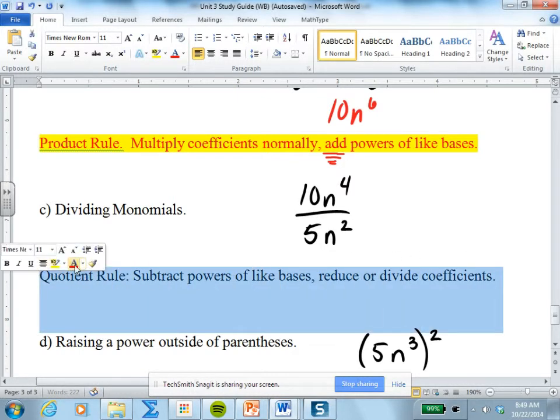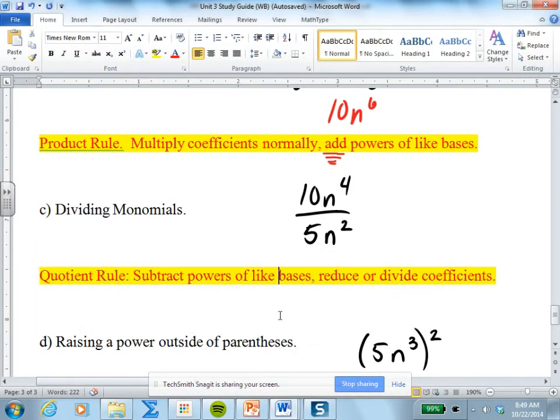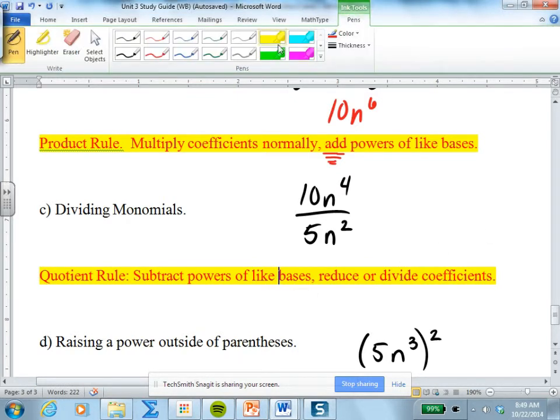Can we just put quotient rule on the test? We have to explain what the quotient rule is. You're not necessarily going to be explaining what the quotient rule is. You're going to be applying it. But if you can explain it, that means you have attained that knowledge with mastery, which is important. 10 over 5 is 2. N to the fourth over n to the square is n to the second. Subtract the exponents of like bases there.